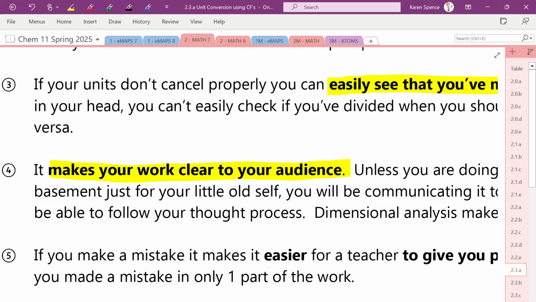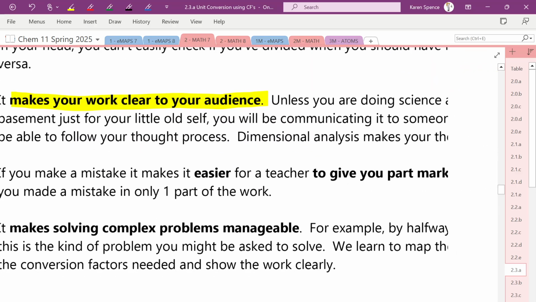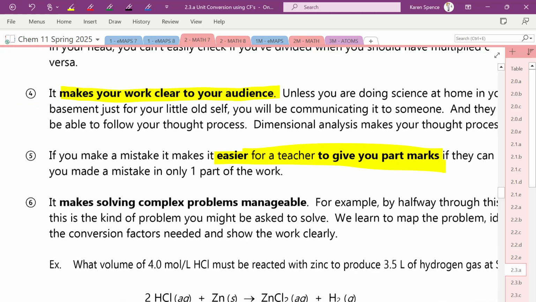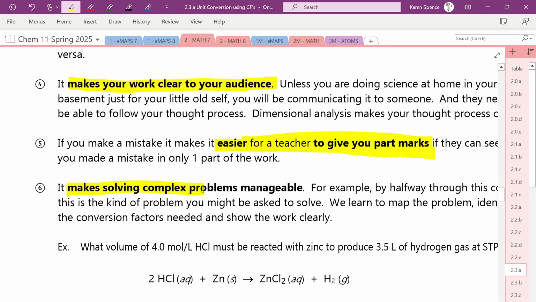And it makes it very clear so your TA can understand, so your prof can understand. And it makes it easier to give you part marks. If you have all this stuff going on in your head and you're like, there's the answer, and you got it wrong, then I'm like, well, I guess that's a 0 out of 4 for you. Whereas if you've shown all your work and you just made one little mistake here, I can be like, oh, that's a 3.5 out of 4, right? It makes solving complex problems manageable.